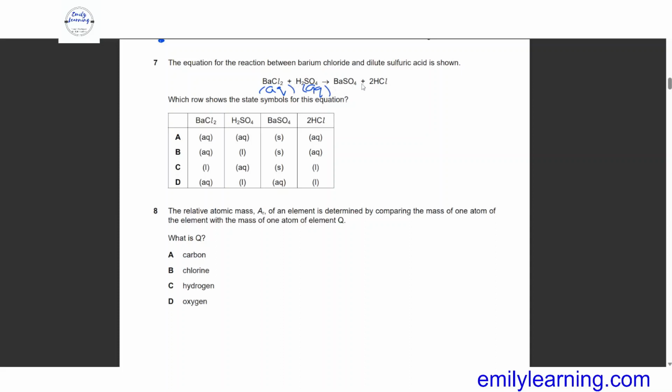Then barium sulfate. All sulfates are soluble except for barium, lead, and calcium is slightly soluble. So in other words, this one is a solid. And HCl is hydrochloric acid. Acids are all soluble in water. So you should have aq, s, aq, aq, which is A. So basically for this question, you just need to remember your solubility table.